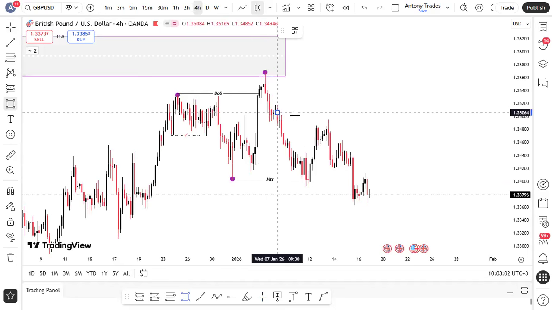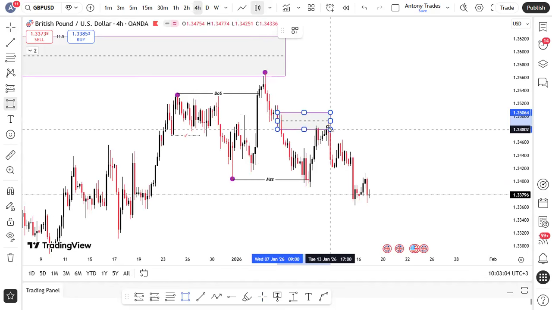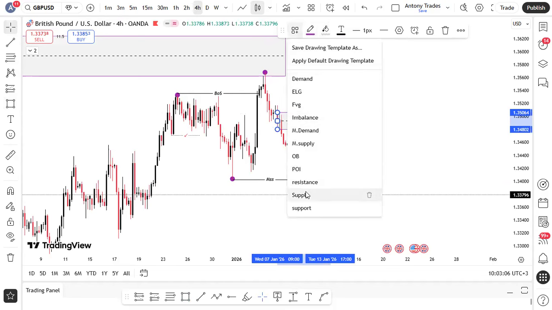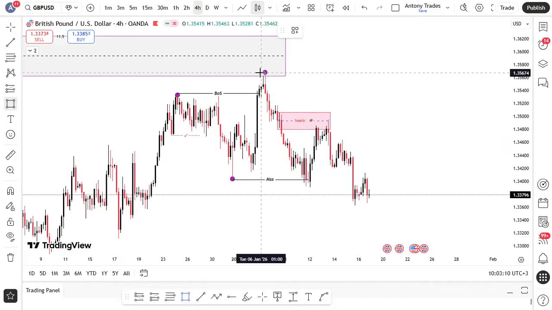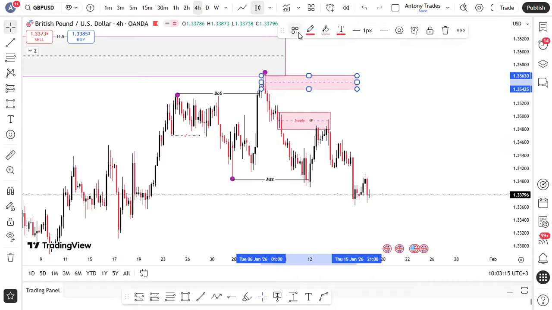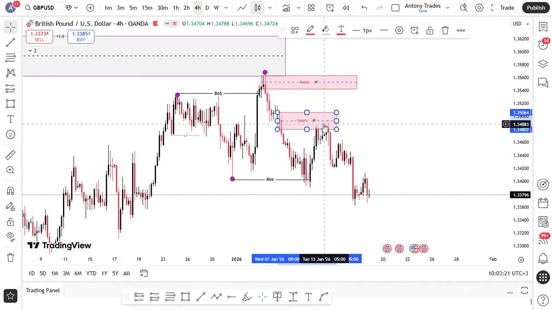So we had this supply zone around this area. So we had two POIs. We had that supply zone or that order block, and we also had this extreme order block at this area like that. So we had those two points of interest. So I mentioned that you should look for a change of character.